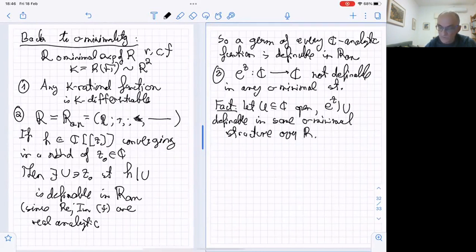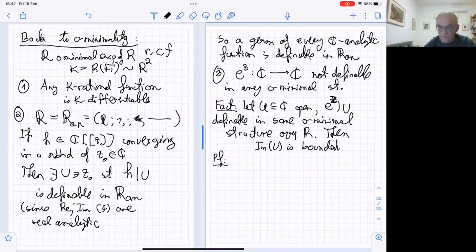Then what should be the conclusion? What can we say about U? What kind of open sets can you hope to have the exponential function definable on? The imaginary part of U has to be bounded. So far I didn't say it is definable, but if it is definable in any o-minimal structure, then we are forced to have the imaginary part bounded.